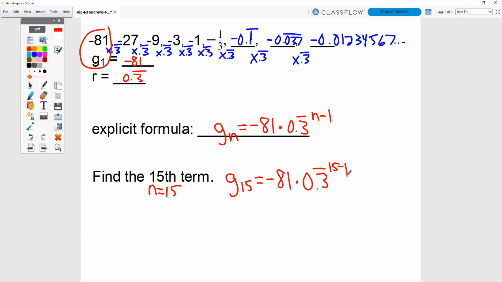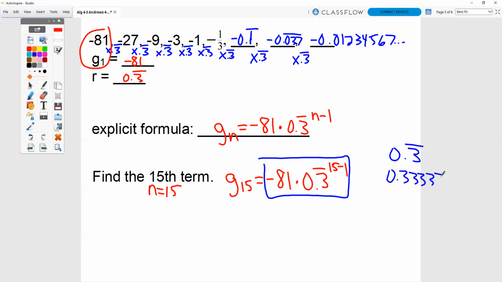Again, if you wanted to use the 14th power, that's fine. Be very careful. When you type this into the calculator, remember 0.3 repeating is really 0.33333333333. It keeps on going forever. Make sure that you type in at least 10 of those threes into the calculator. If you only type in 0.3, you will get the wrong answer every time. You have to fill up that whole screen with threes.